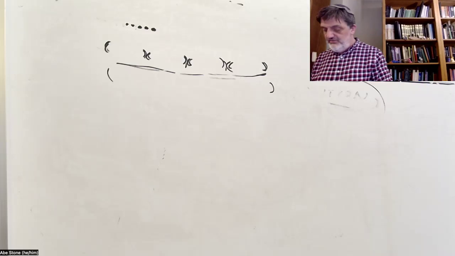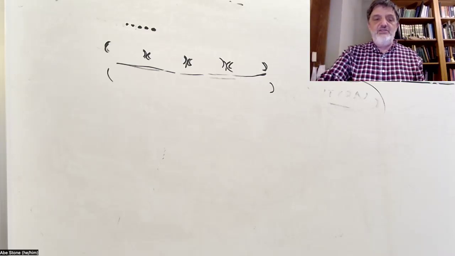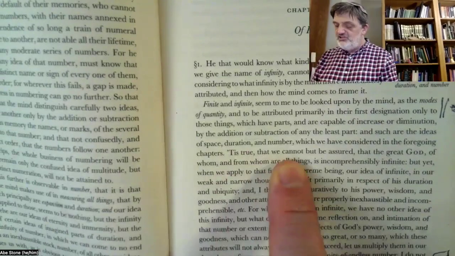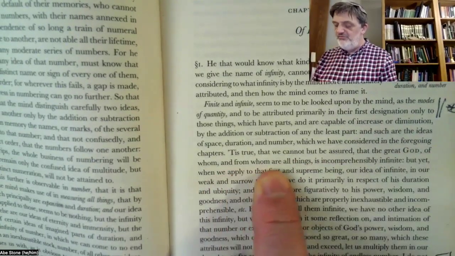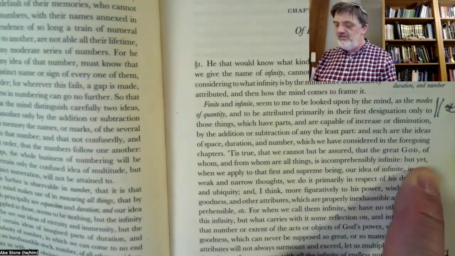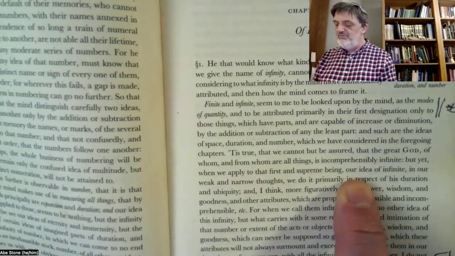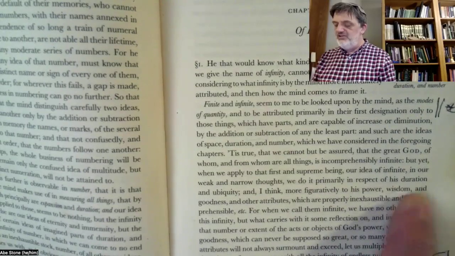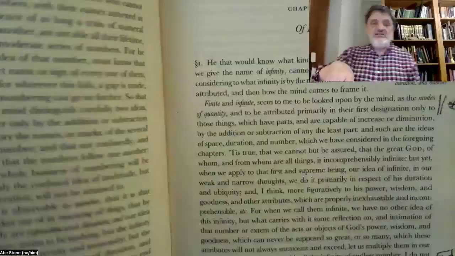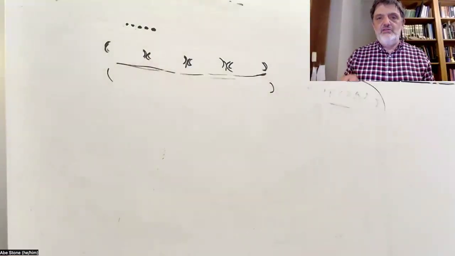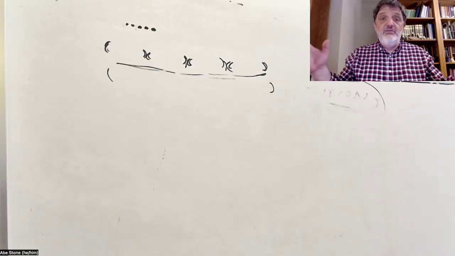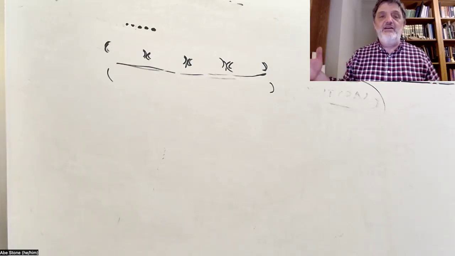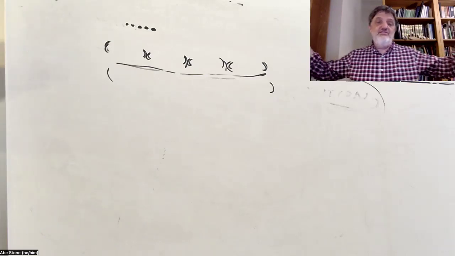And that's why the very next thing he goes on to discuss is the attributes of God. He says, "'Tis true that we cannot but be assured that the great God of whom and from whom are all things is incomprehensibly infinite. But yet, when we apply to that first and supreme being our idea of infinite in our weak and narrow thoughts, we do it primarily in respect of his duration and ubiquity." So there isn't some absolute understanding of infinity that only applies to God. When we call God infinite, we just mean he's everywhere and at all times. And there's an infinite number of places and times, so he's infinite.